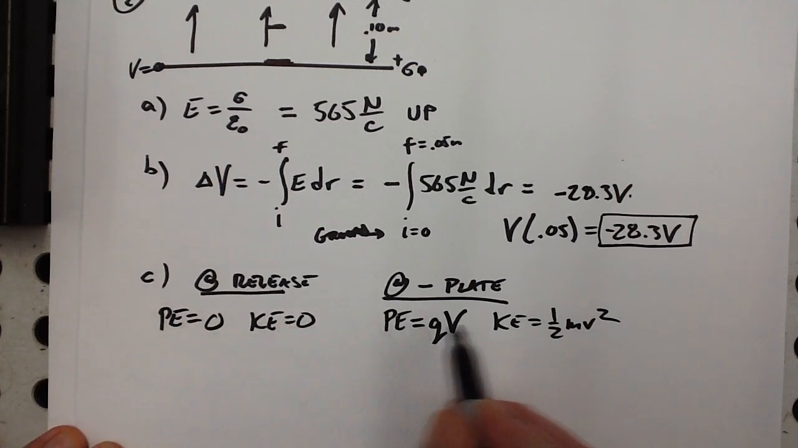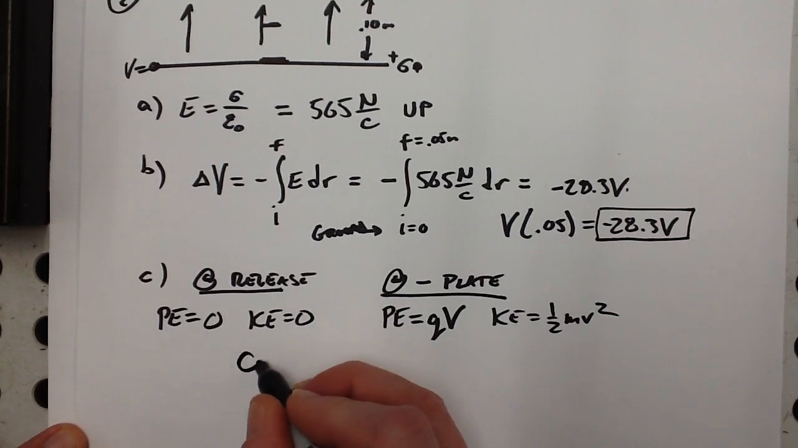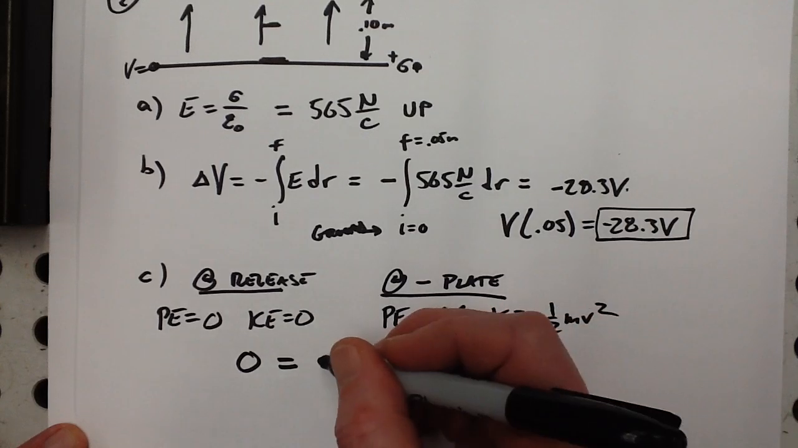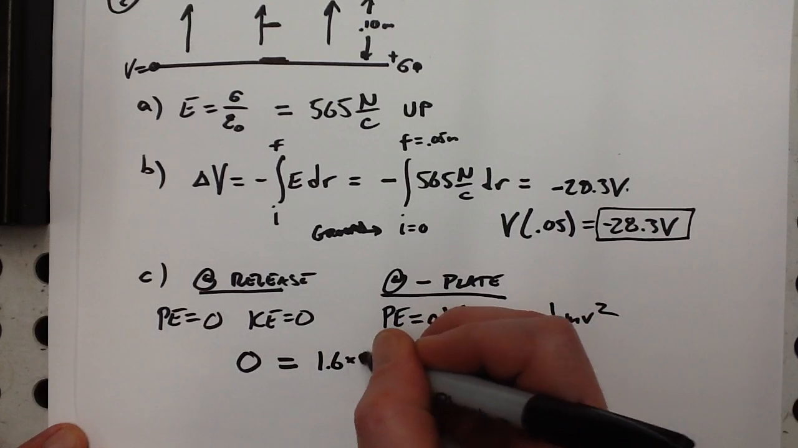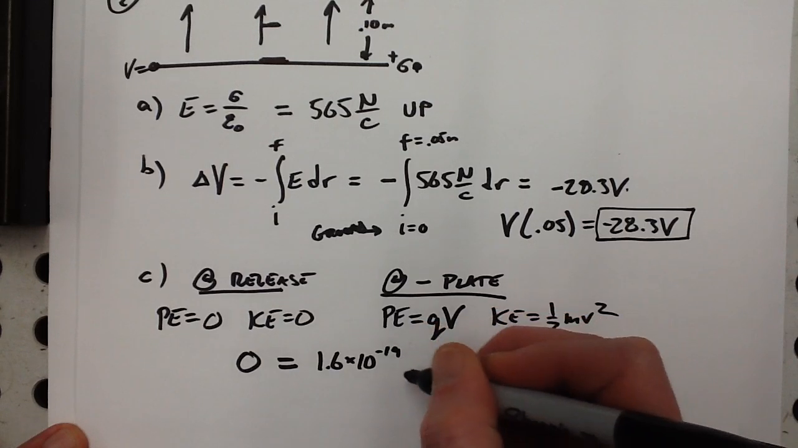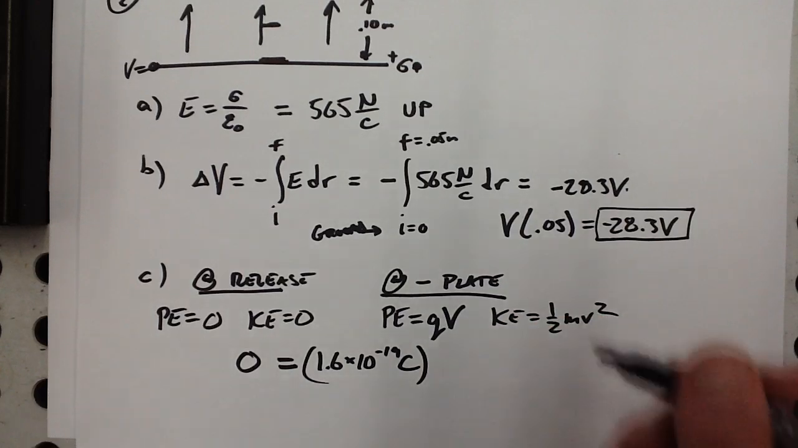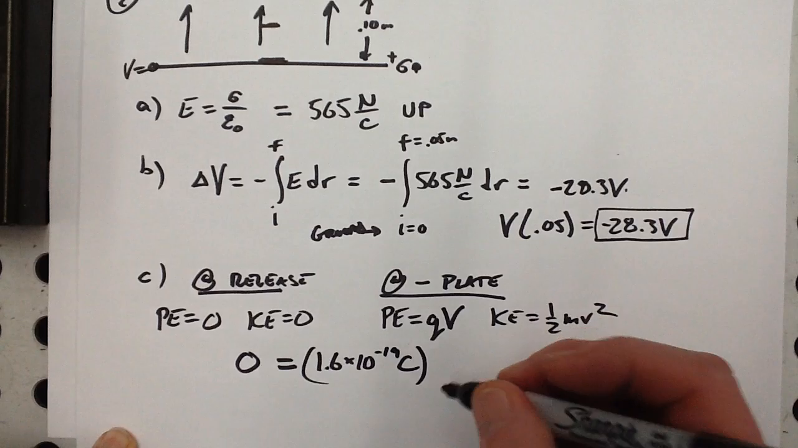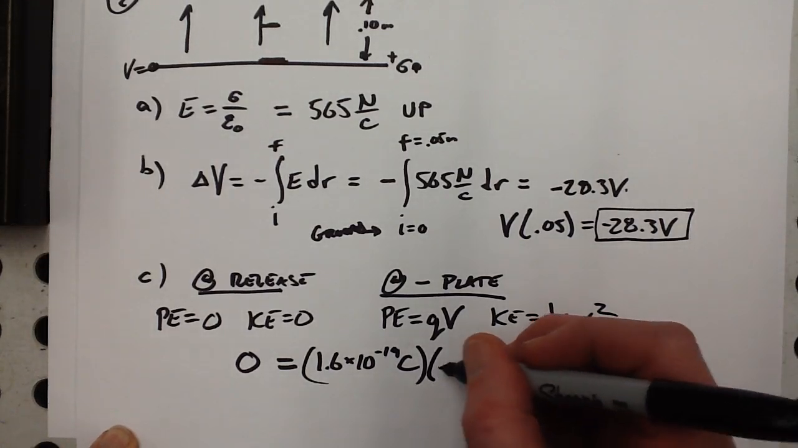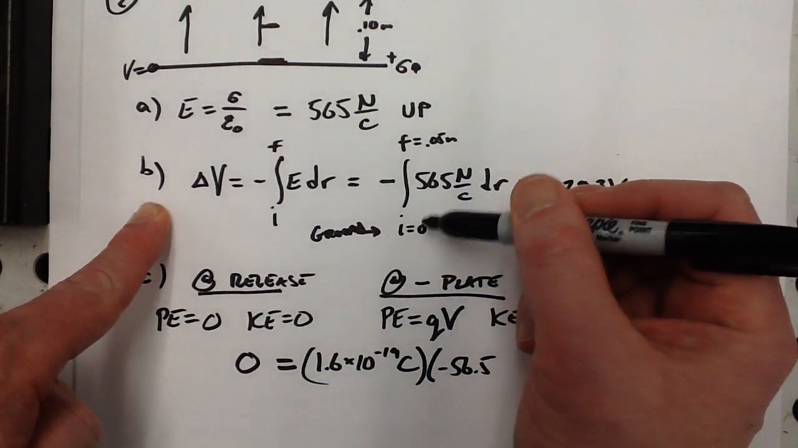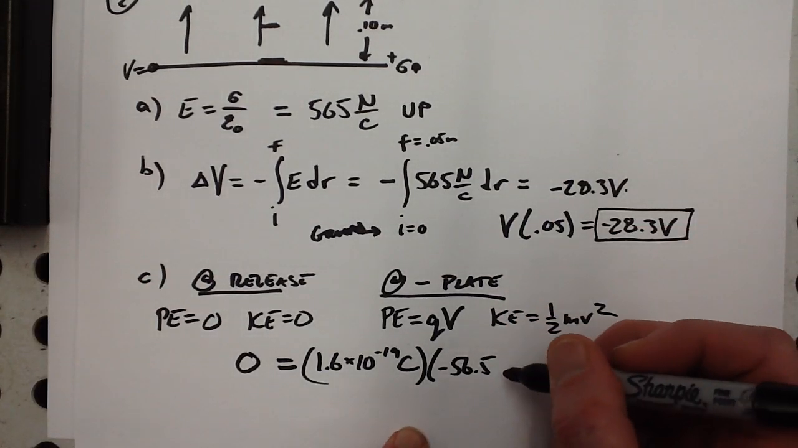So total energy before and total energy after are going to be the same. So we have 0 total here, and here I've got the charge of a proton, positive elementary charge, and the potential here we figured out, that's negative 56.5. We get that exactly the same way that we did part B, just going from 0 to 0.1 meters.